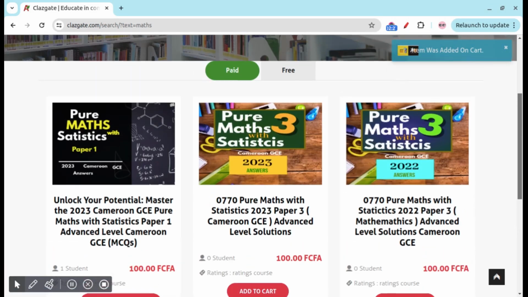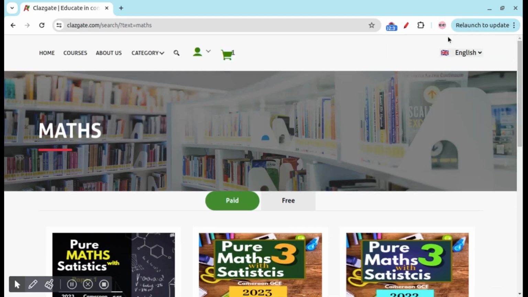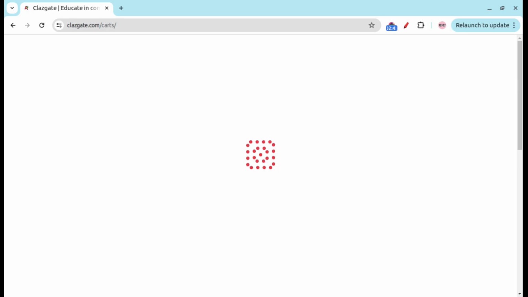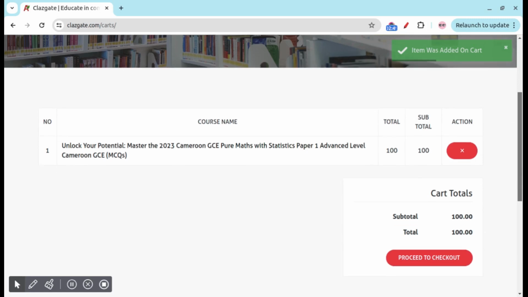After adding to cart, you can click that blue icon that just popped out right there to go and pay, or you can also click the cart icon. This is the cart icon. Click on it. We have clicked the cart icon and we are waiting, and yes, this is what is in our cart.